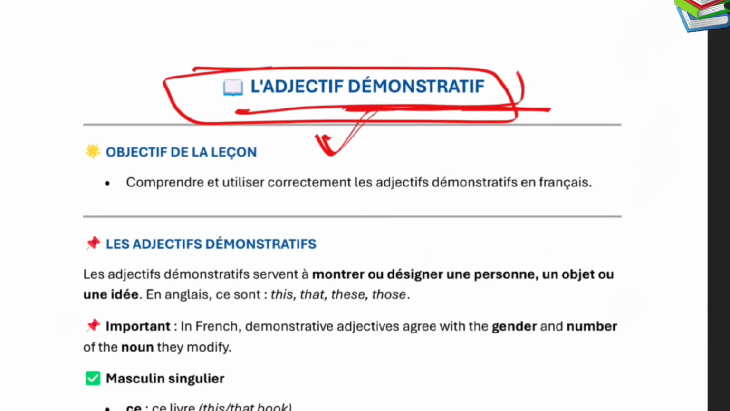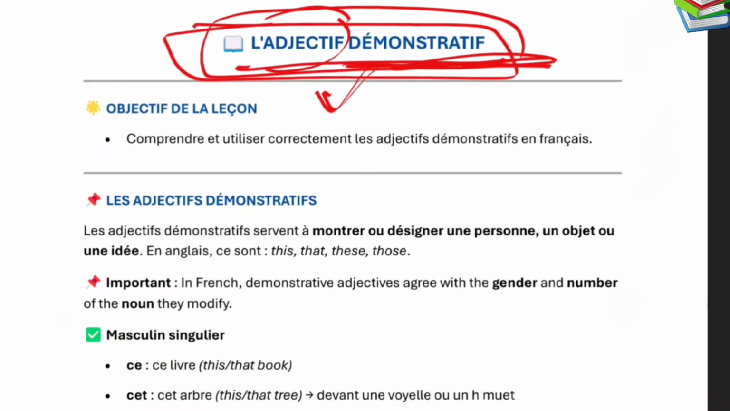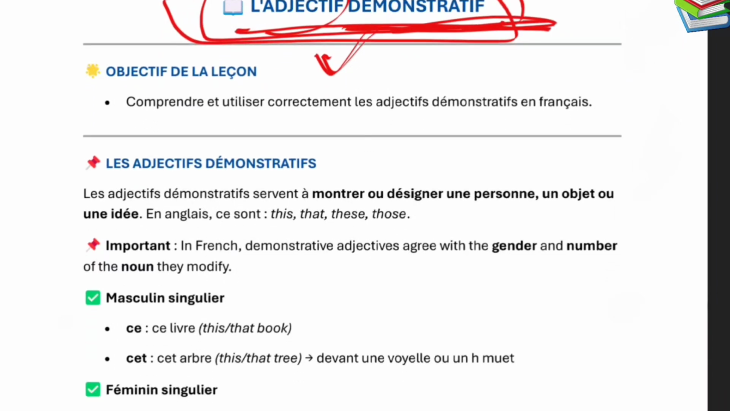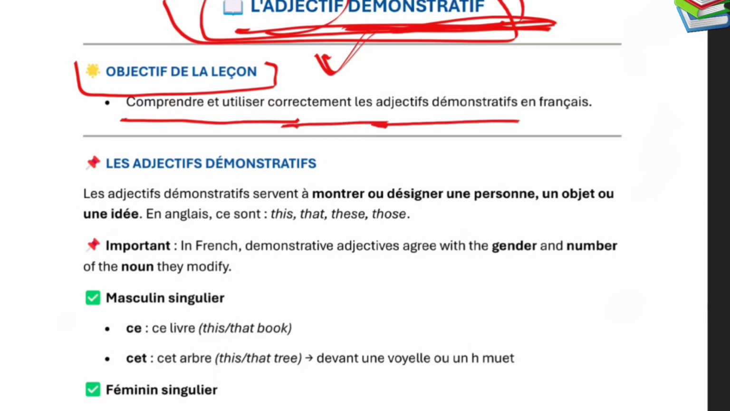Now have a look. We say L'Adjectif Démonstratif. When you say Démonstratif, what comes in your mind? It is basically something which is being dictated by a word. That is the adjective, and in this case, adjective demonstrative. We will have a look at it once we go down. Okay, what is the objective of the lesson? It is basically to understand and use correctly demonstrative adjectives, of course, in French.